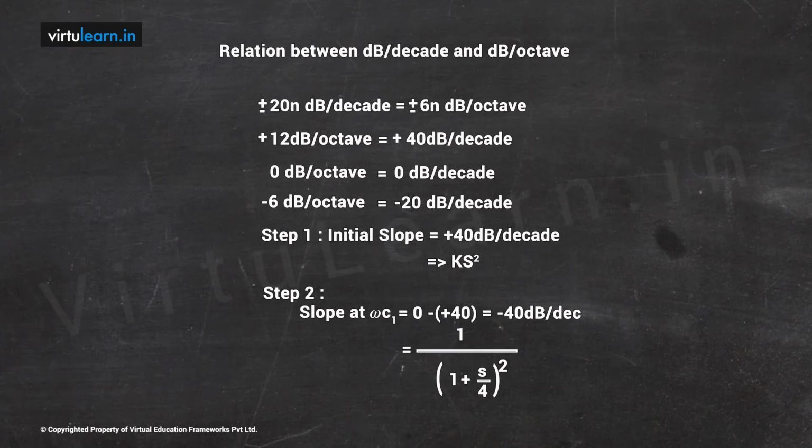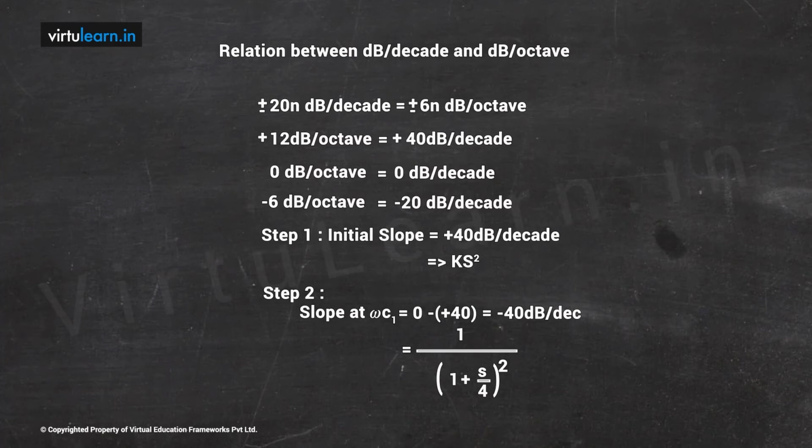We need to identify what the n value will be. If you know the n value, then I can substitute it here and find the dB per decade for the corresponding dB per octave. Now the initial slope is given as plus 12. So plus 12 we can write as 2 into 6. Then what will be the corresponding dB per decade? It is going to be 2 into 20, that is 40 dB per decade. The initial slope is now in terms of dB per decade, plus 40.